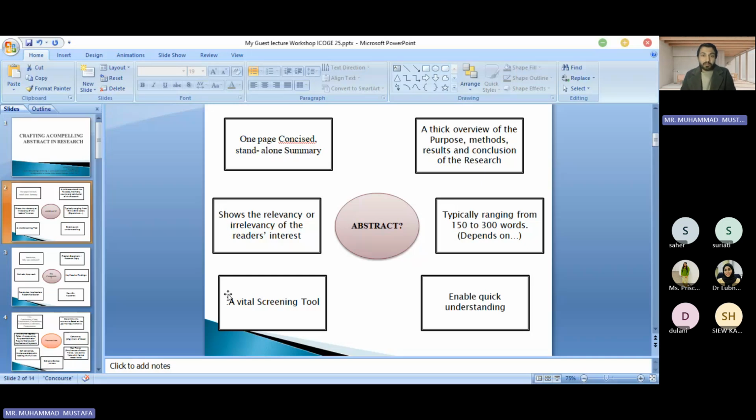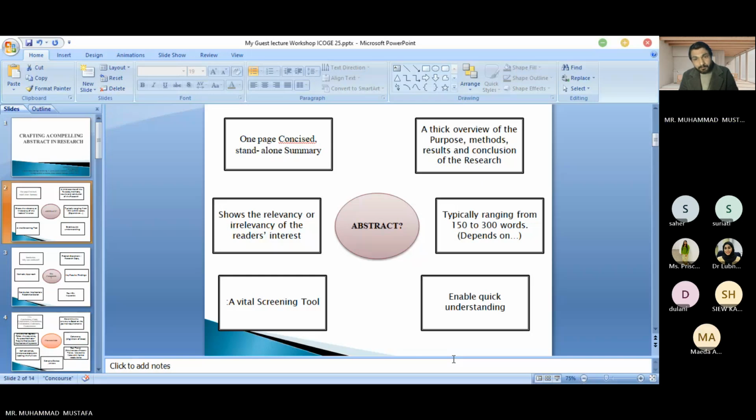So we can call an abstract a vital screening tool to screen the whole paper, and it also enables quick understanding. Quick understanding means it saves our time as a researcher. One doesn't possess a lot of time to go through the whole paper or a dissertation of many words. So the main thing is the abstract.